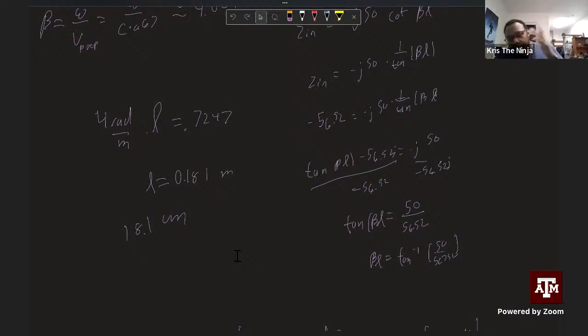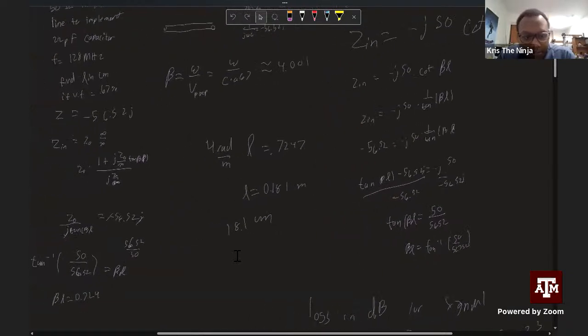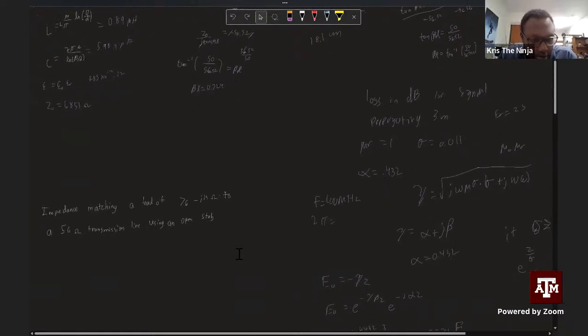A lot of the complex math, not the greatest at it, but I hope it made enough sense. Let's see the problem.